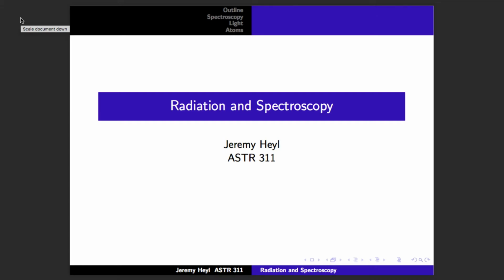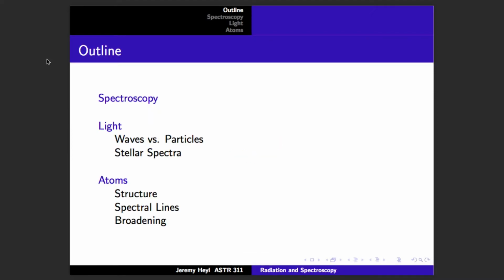The next thing we're going to talk about is what we generally observe from space. Almost all of the information that we get about stars, about galaxies, comes in the form of light. We can measure other things, we can measure neutrinos, gravitational radiation, particles that come from space, but the vast majority of the information comes in the form of light. So we need to learn about light and how it works.